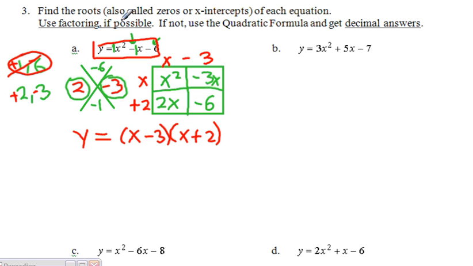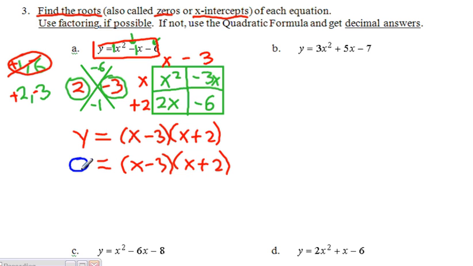Now we have to actually find the x-intercepts, or the roots, or the zeros. There are 3 different words for the same thing. X-intercepts is the most common, but zeros and roots are other words for the x-intercepts. Remember, to find x-intercepts, you put 0 for y, and then you solve for x. So I put 0 for y, it still equals x minus 3 times x plus 2. And now we have to apply the zero product property to figure out, to get 0, what could x equal?